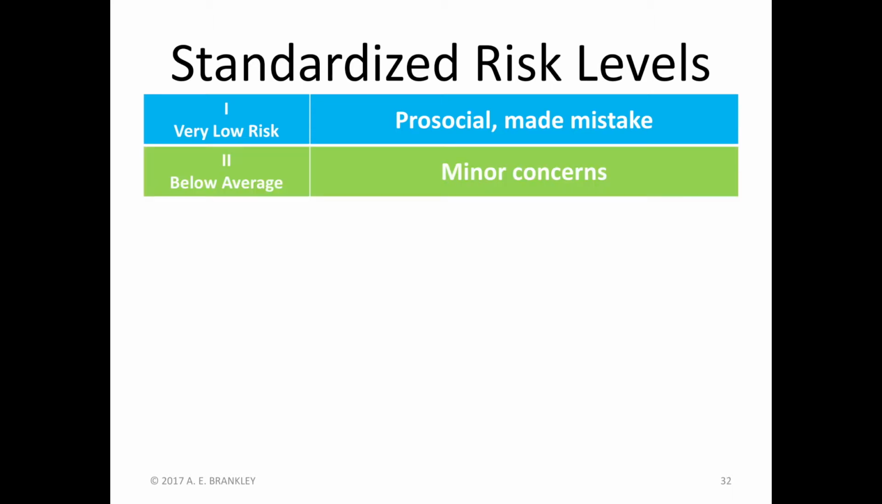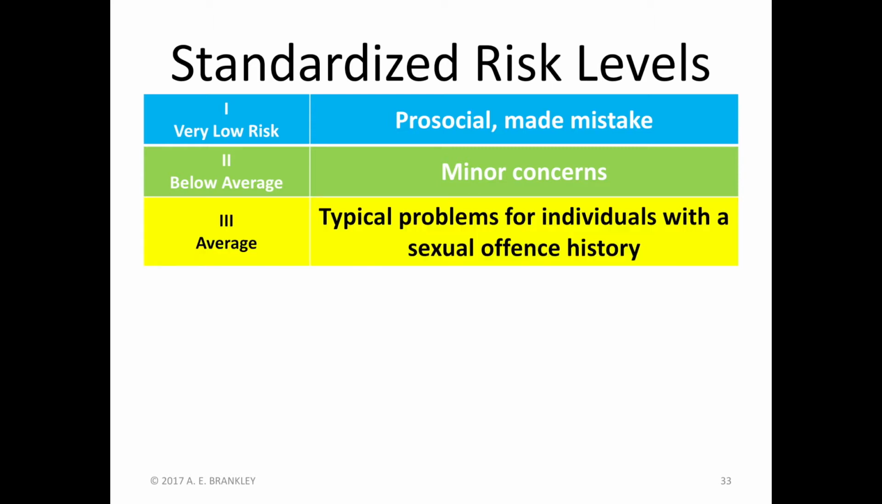Level 2 is for individuals who have 1 or 2 risk-relevant problems to be addressed in community supervision. These individuals typically are expected to move down to level 1 after successfully completing programming or after time offense-free in the community. Level 3 is for the average individual convicted of a sexual offense in a routine sample.